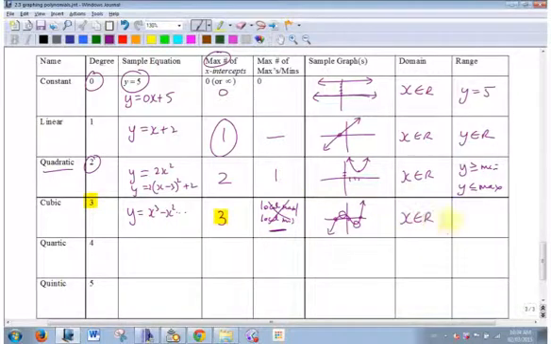x is all real. What's my range? All real. Just like my power of 1. This is power of 3. Odd functions, right?